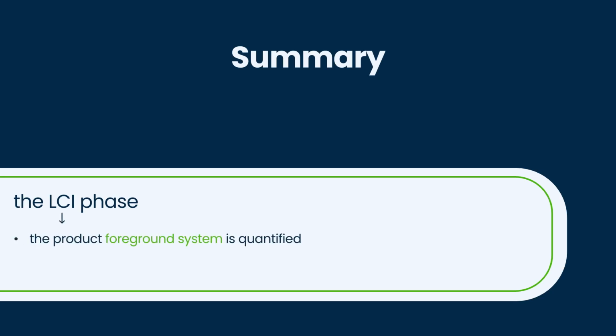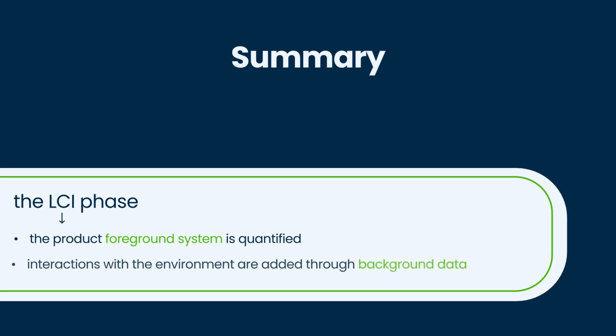In this video, I've explained the second phase of LCA, LCI. In the LCI phase, two important things happen. One, the product foreground system is quantified, and two, the interactions with the environment are added through background data.